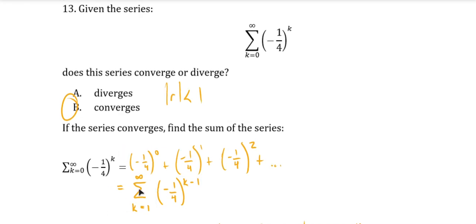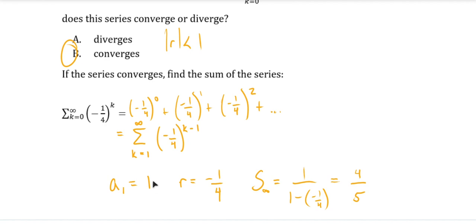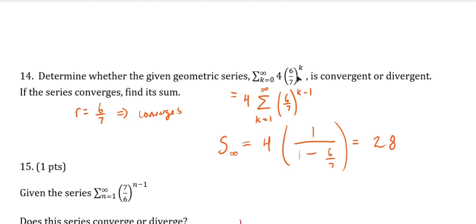So notice that these two forms, either starting from 0 up to infinity with a k power, or starting from 1 up to infinity of a k minus 1 power, really are the same expression, and that's the one that we had this formula for, where my a sub 1 is just 1, my r is negative 1/4, and plugging all of this into our summation formula, we wind up with 4/5.